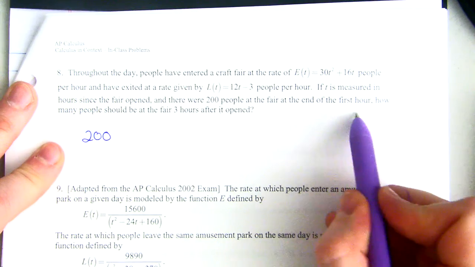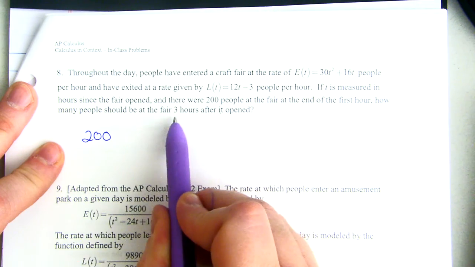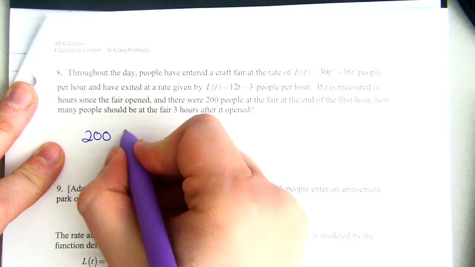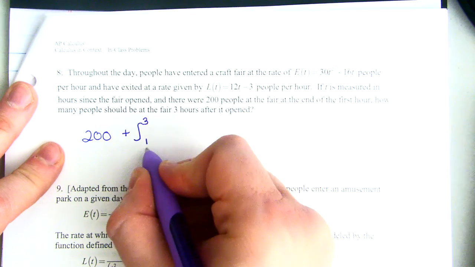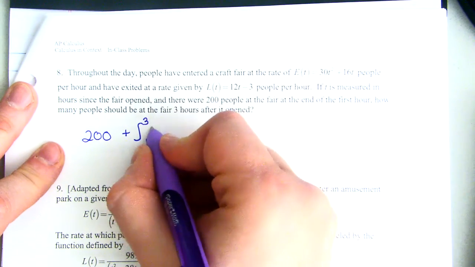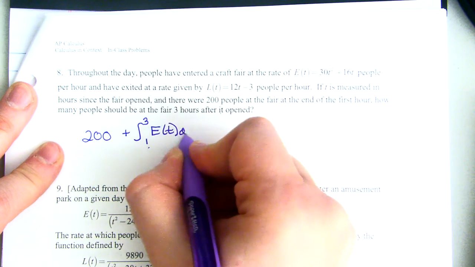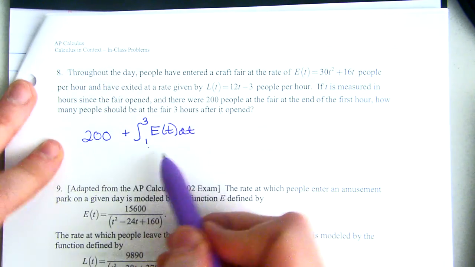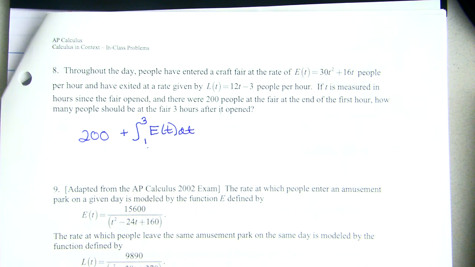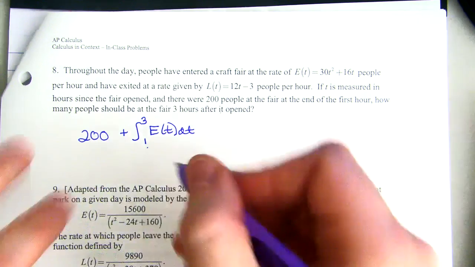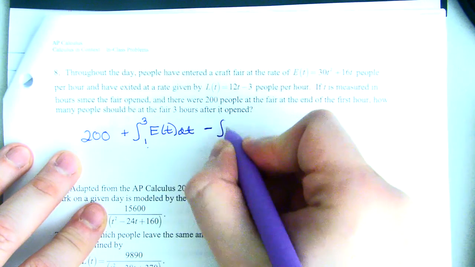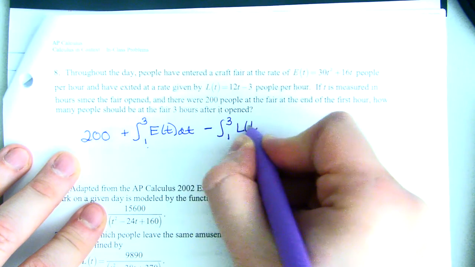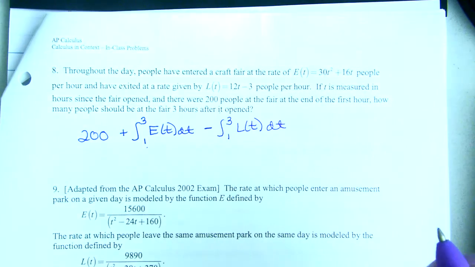Let's see. There are 200 people at the end of the first hour. I want to know how many people are there at the end of the third hour. Well, I'm going to integrate the rate that people are entering the park from 1, the end of the first hour, to 3, the end of the third hour. 200 people plus however many people have entered. However, that's not good enough, because at the same time, people are also leaving. How many total people have left? Well, I can integrate the leaving rate also from 1 to 3. This is what my problem is going to look like over here.